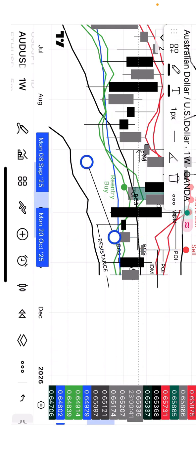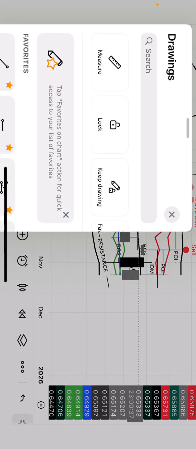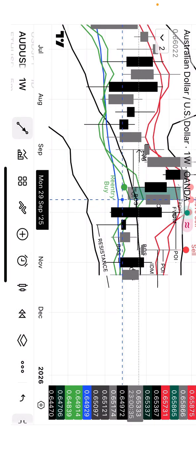You understand? So now for this trade now, I see price don't close.